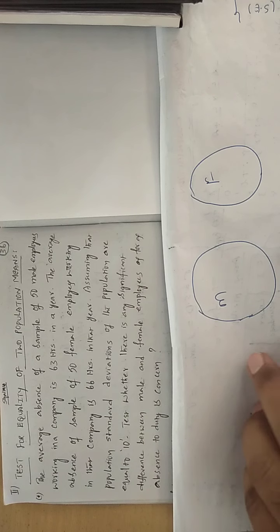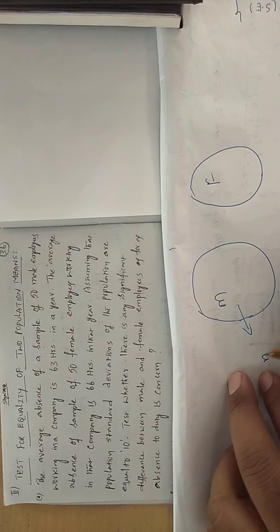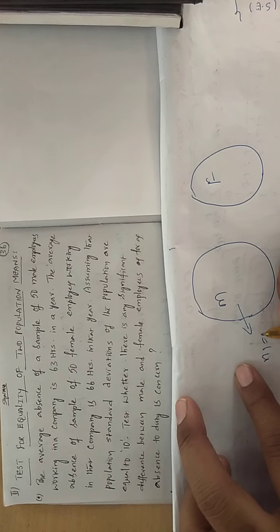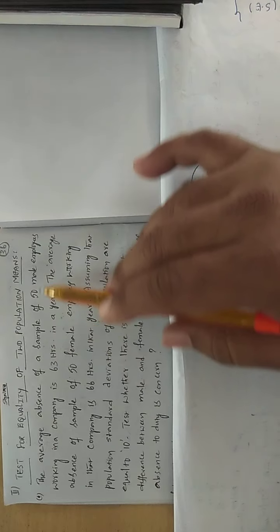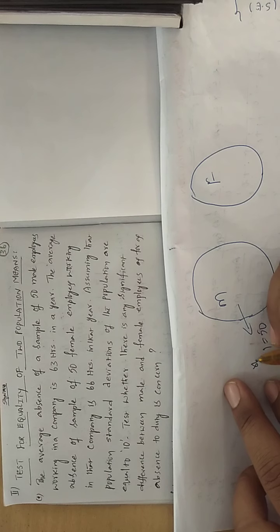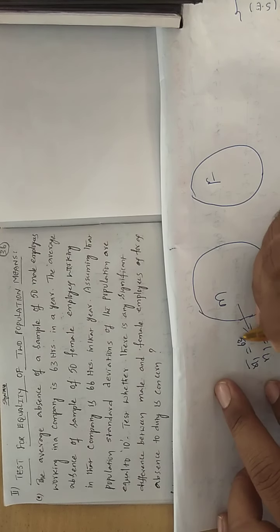Now what information is provided? From the male sample, that is n1. So what is the n1 information? That is 50. The average absence of a sample of 50 male employees working in a company is 63 hours. So what is the x1 bar? That is the male employees' average, 63 hours. If you write all the information on the rough side, it is very easy when you go for substituting and locating the formula, whatever it may be.